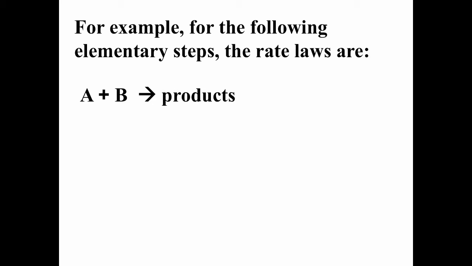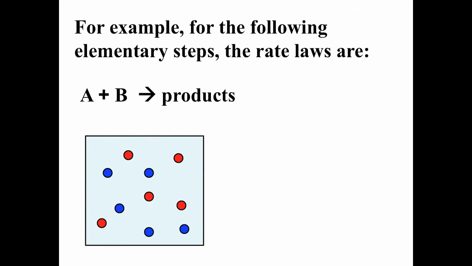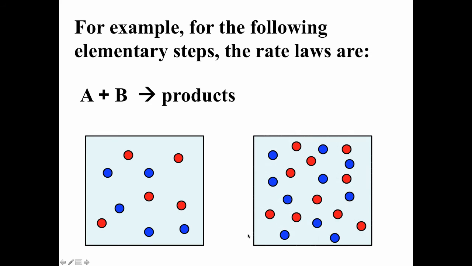A slightly more complicated elementary step is A plus B makes products. Suppose that A is represented by red molecules and B is represented by blue molecules. If we have certain concentrations of A and B, the reaction occurs at a certain rate, but if the concentration of A is increased, then there are more collisions of A with B, and a higher rate of reaction. If the concentration of B is increased, the same thing goes. In fact, if A's concentration is doubled, the reaction goes twice as fast. If B's concentration is doubled, the reaction goes twice as fast.